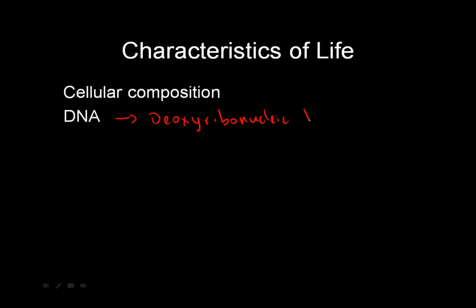DNA is deoxyribonucleic acid. That's the D, N, and A. We'll talk a lot about DNA in the upcoming chapters, but every living cell in your body and in every other organism has DNA. Plants, fungi, protists, bacteria, they all have DNA.